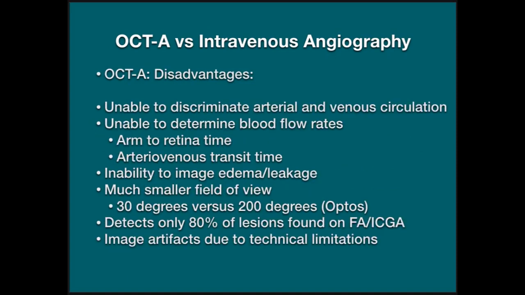Where does OCT angiography fall down compared to traditional angiography? Number one, we can't really with our OCT determine which are arterial blood flows and which are venous blood flow. We have no way to know if the blood is coming or going in or out of the eye like you can with dye-based angiography. We can't also determine blood flow rates. With traditional angiography, you could measure arm to retina time, you can measure arteriovenous transit times, etc. You can't really do that with current OCT angiography.